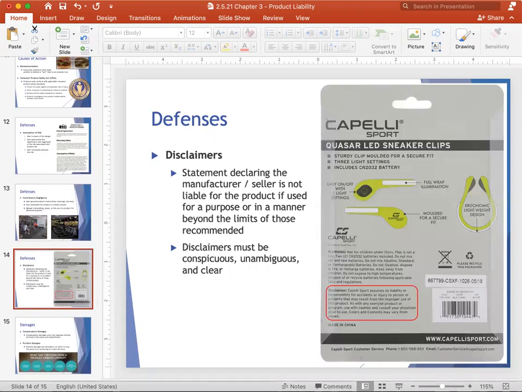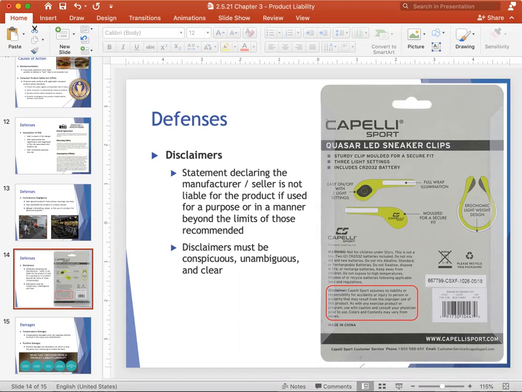And then here is another defense that the defendant can use: a disclaimer. So a disclaimer is a defense against a breach of warranty lawsuit, just so you know. And a disclaimer should usually be placed in the packaging, so the marketing of the product. And a disclaimer, it's almost like a waiver.